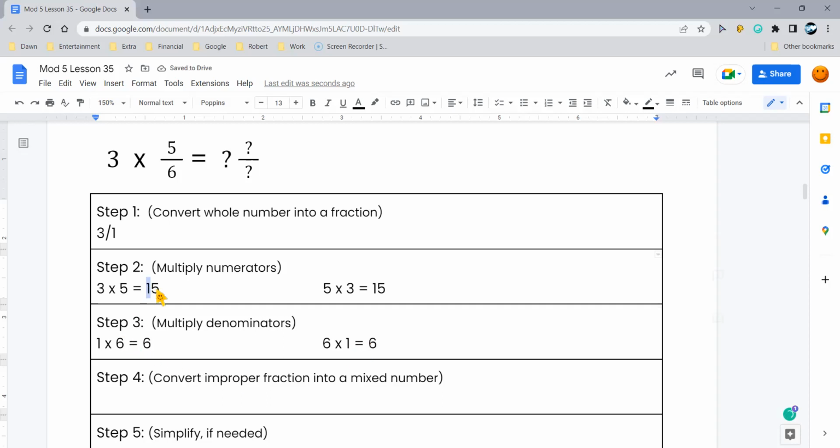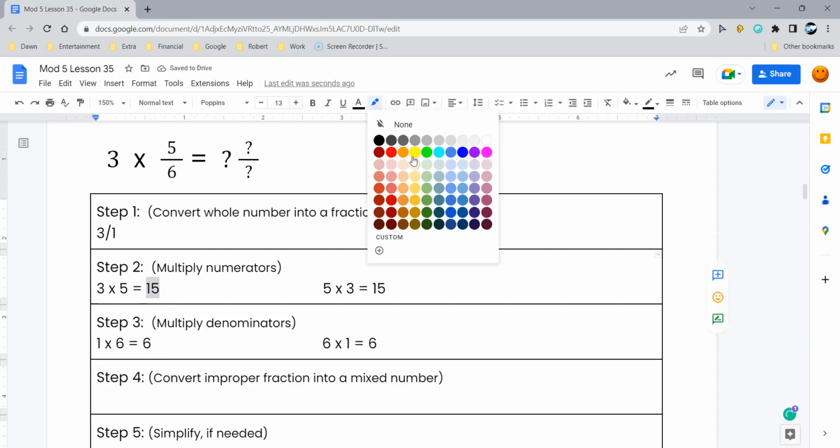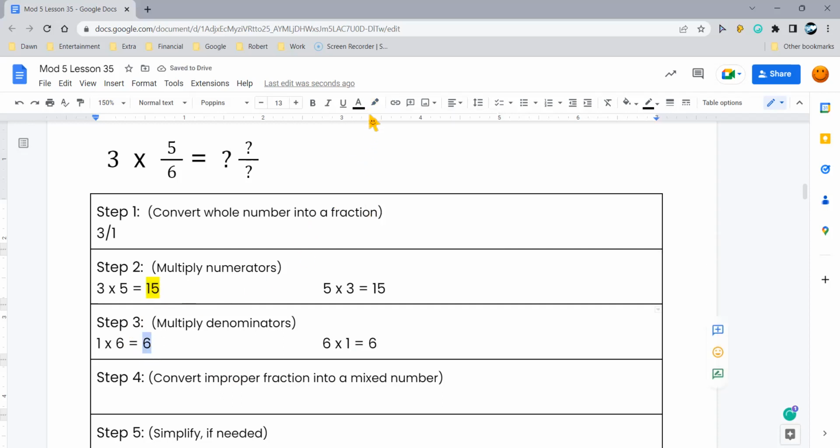I'm going to highlight one set of products because I only need the one. And now I'm going to put my 15 over my 6. And I know that 6 is smaller than 15, so I'm going to do my counting. 6, 12, 18. I know I've gone too far because 18 is bigger than 15. So 6, 12, and now I have to count from 12 to 15. 12, 13, 14, 15. I see that it's 3.